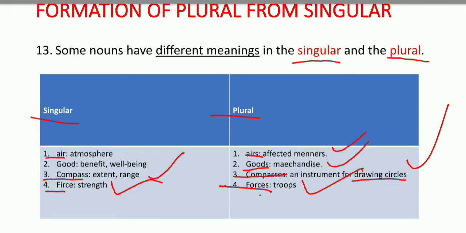Okay, these were the four I have included in this video. And if you want to know more nouns, go through the Wren and Martin book.